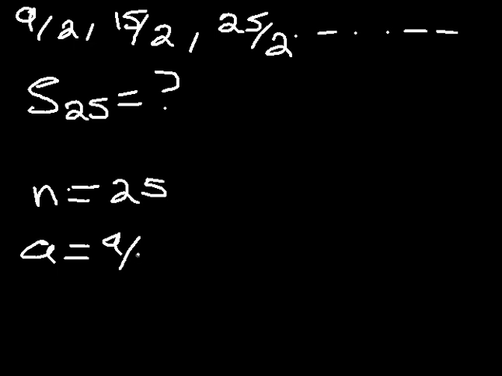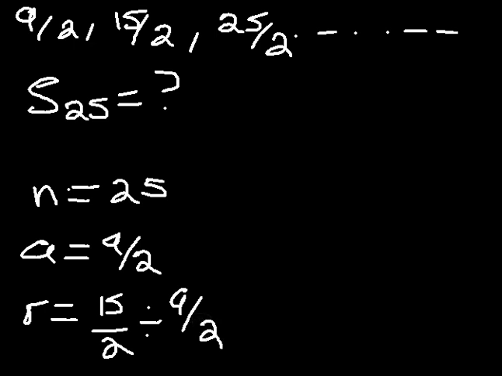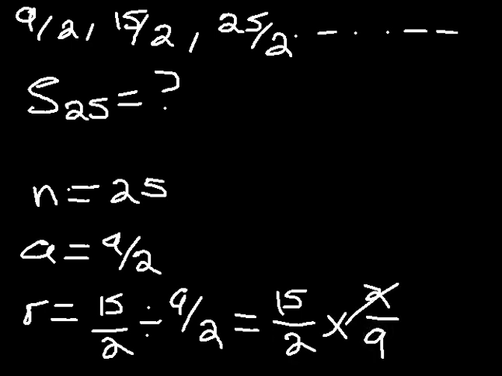So now the first term is given as 9 over 2. And what is the common ratio? We have it as 15 over 2 divided by 9 over 2. And of course this is the same as 15 over 2 times 2 over 9. So the 2s will cancel, and you have 15 over 9.